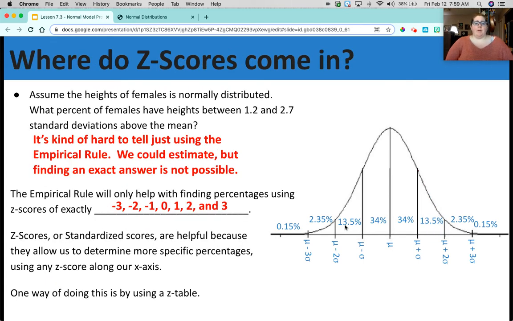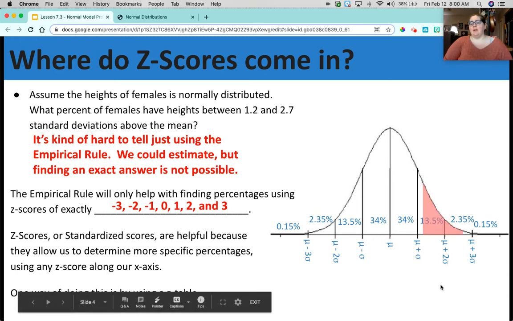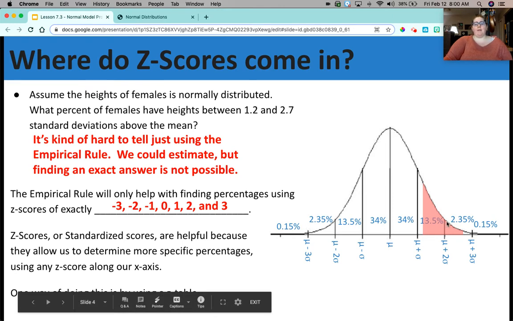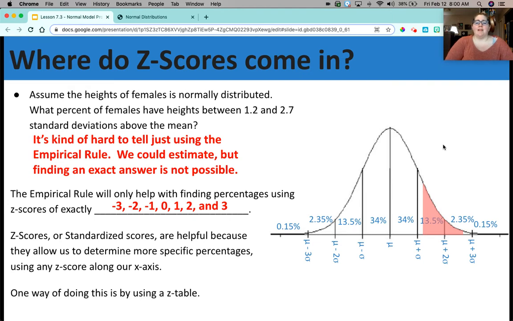So where do z-scores come in? Let's say I was trying to find the percent of females whose heights are between 1.2 and 2.7 standard deviations above the mean. So those were their z-scores, 1.2 and 2.7 for those two individual heights. So that's from here to maybe about right there. And it's hard to tell just using the empirical rule. I can surely estimate based on the percentages that I've labeled, but it's not going to be easy to tell an exact answer. It's actually probably not even possible to find an exact answer.